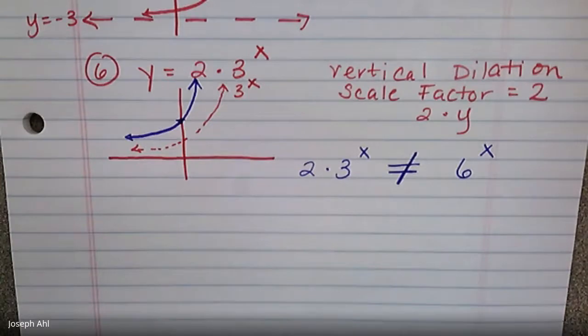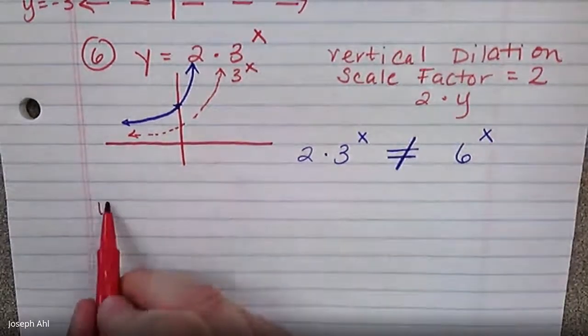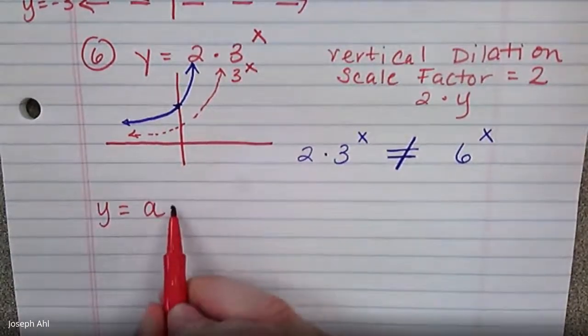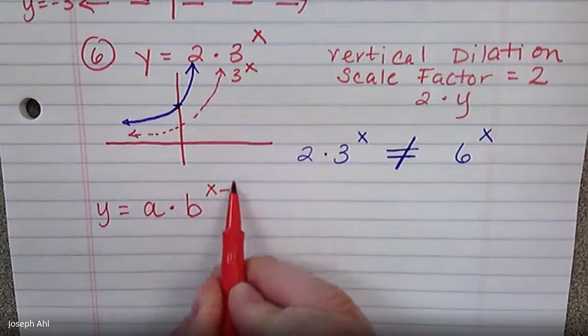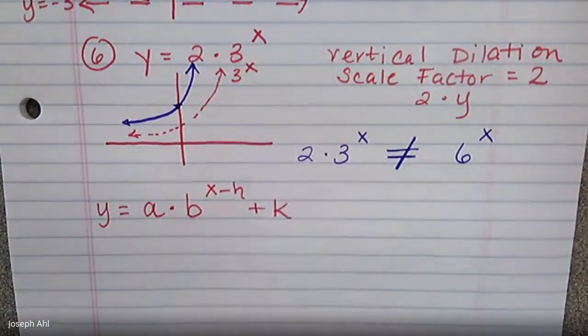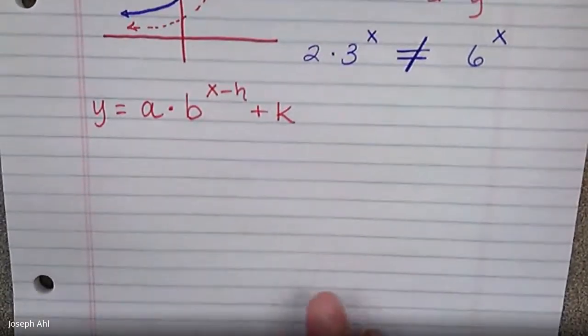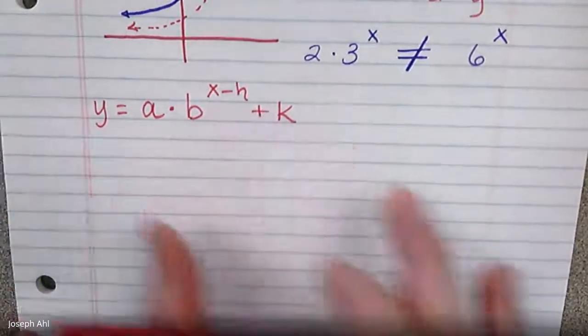We've moved left, right. We've done some reflections. We've done some dilations. So maybe we need to just summarize everything at this point. If we say in summary, we now have extended our function of b to the x out as far as thinking something of the form a times b to the x minus h plus k. Wow, we start with just b to the x. Now we have all of this.